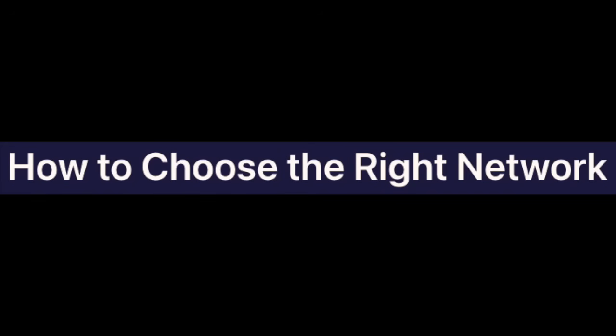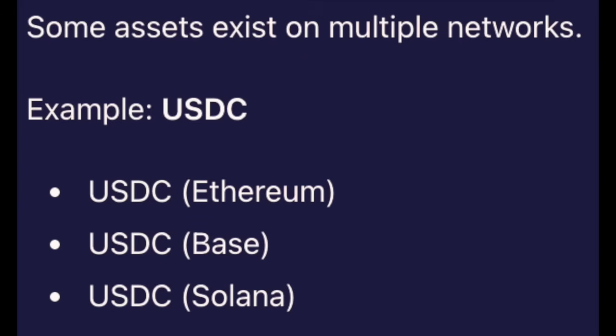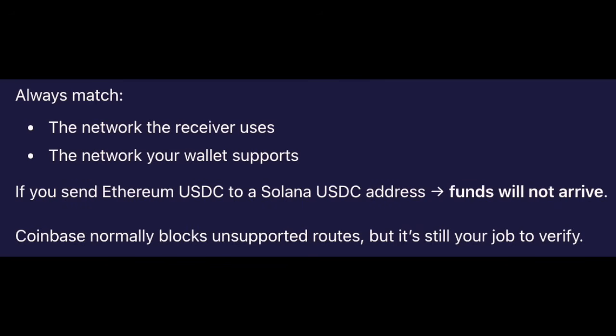How to choose the right network. Some assets exist on multiple networks. Example, USDC is on the Ethereum network, also on the Base network, and the Solana network. Always match the network the receiver uses, the network your wallet supports. If you send Ethereum USDC to a Solana USDC address, the funds will not arrive. Coinbase normally blocks unsupported routes, but it's still your job to verify.